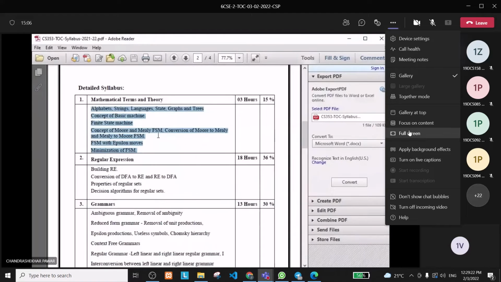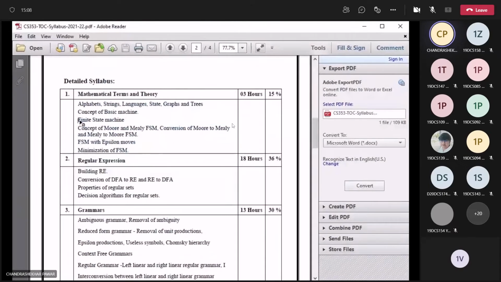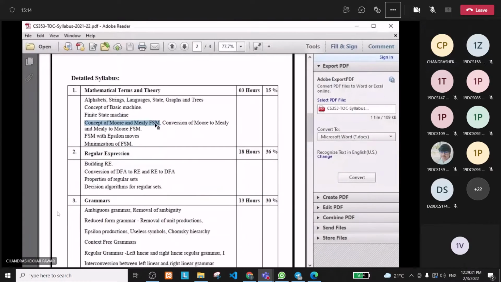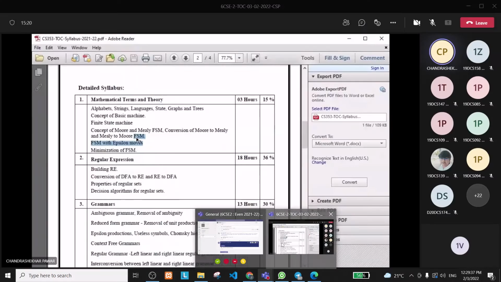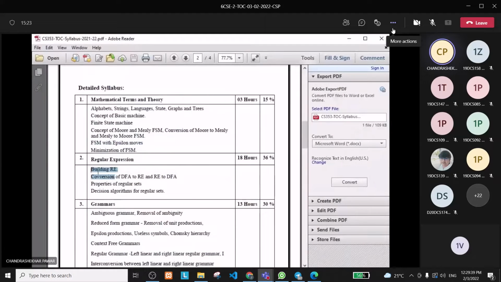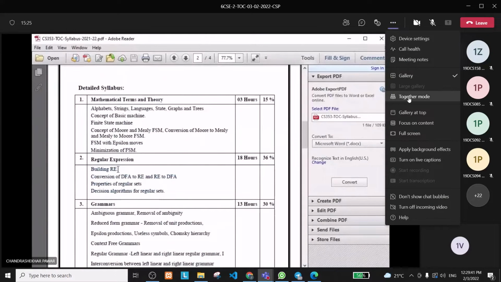It is about the basic machine, finite state machine, concept of Mealy and Moore machine, interconversion of Mealy and Moore, then FSM with epsilon moves, minimization. All these topics are complete. Related to unit number 2, also it is complete.